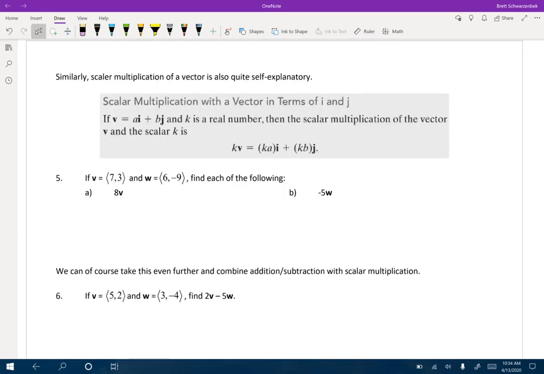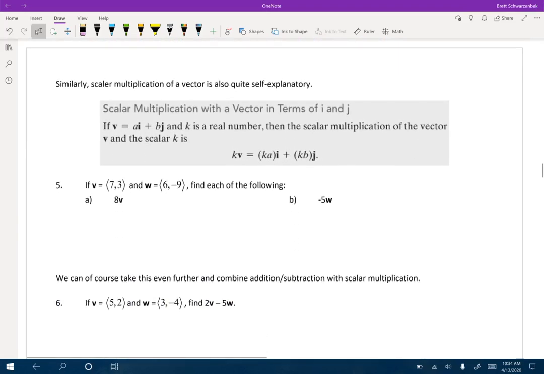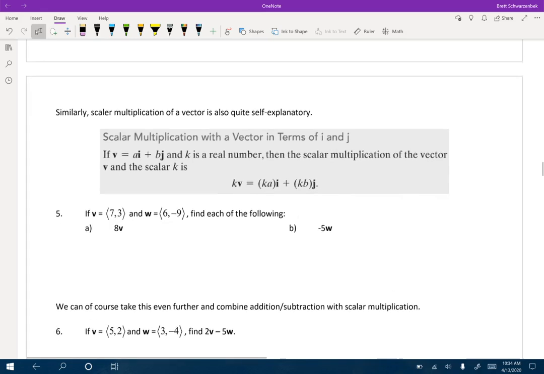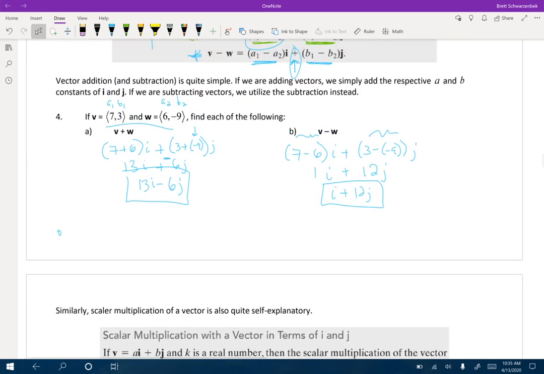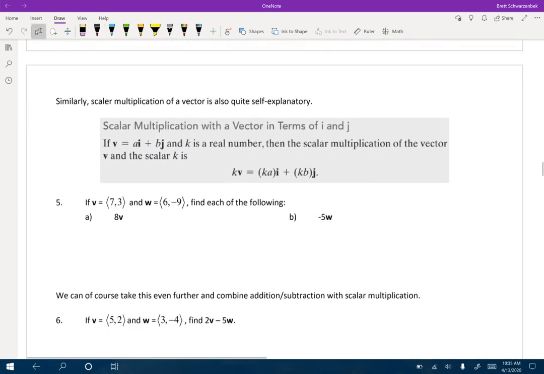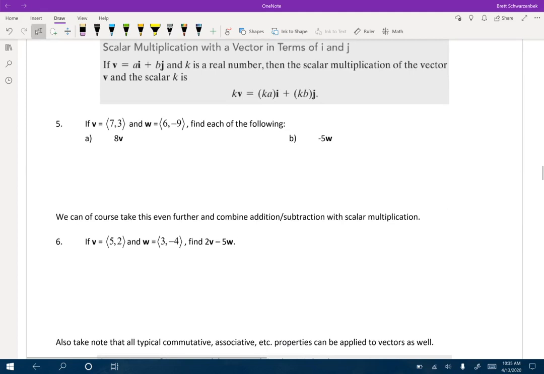Okay, so again, what about the scalar multiplication? We talked about addition and subtraction, but what about scalar multiplication when we actually have numbers involved? Well, we're going to return to the same example: 7, 3, 6, negative 9. So what if I ask for the vector 8v in this scenario? Well, what would that look like?